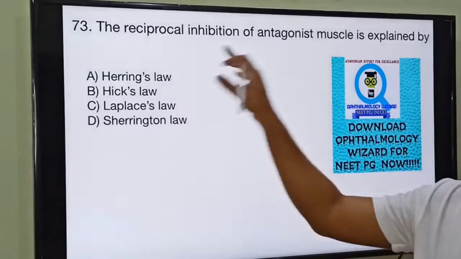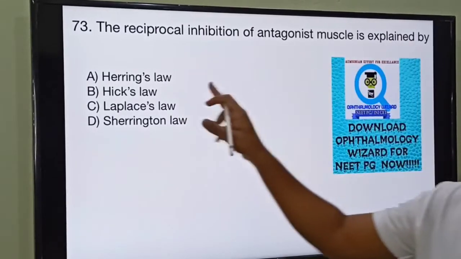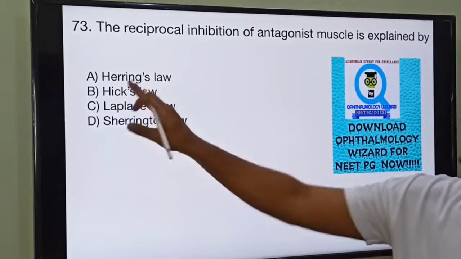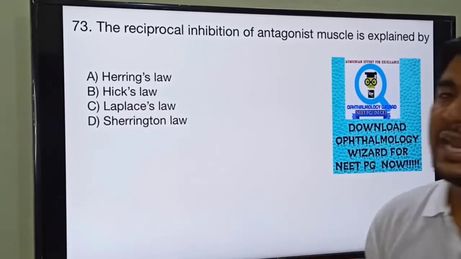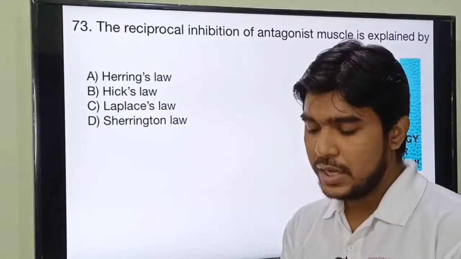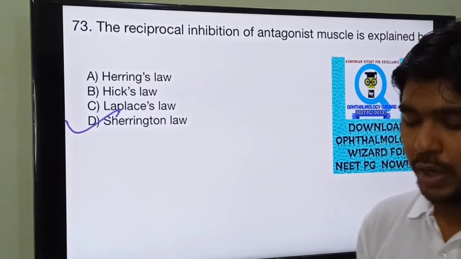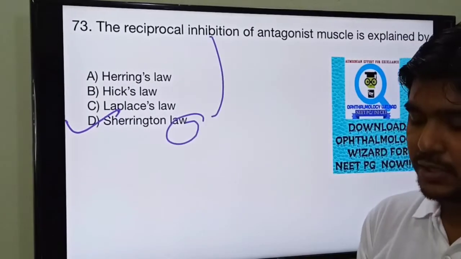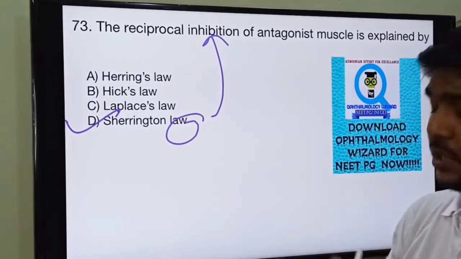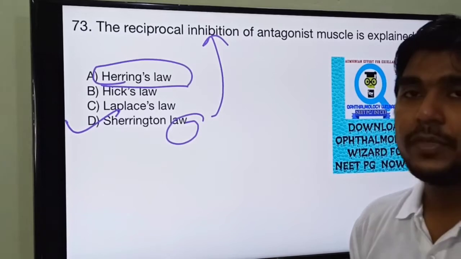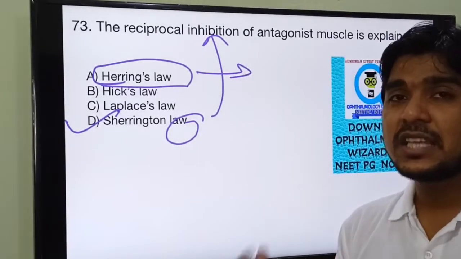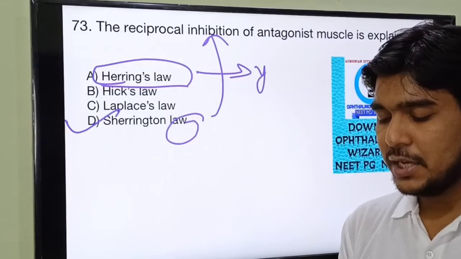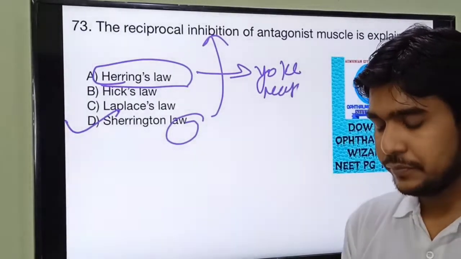Now the reciprocal inhibition of the antagonist muscle is explained by which law: Herring's, Hicks, Laplace, Sherrington's. The answer, very simple, is Sherrington's law. It is the reciprocal inhibition of the antagonist muscle. And what is Herring's law? Herring's law states the synergistic muscles. Okay, it talks about the yoke muscle.